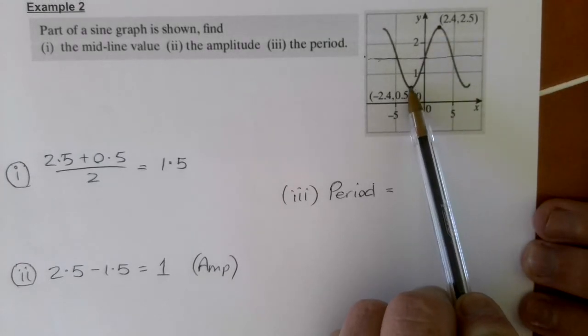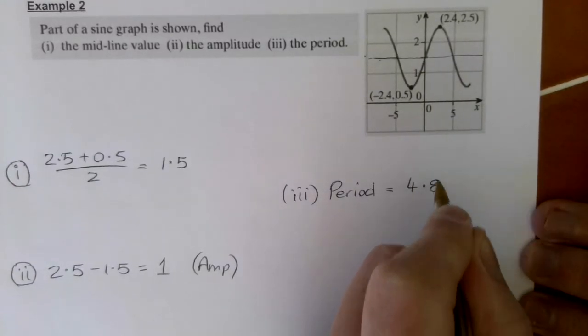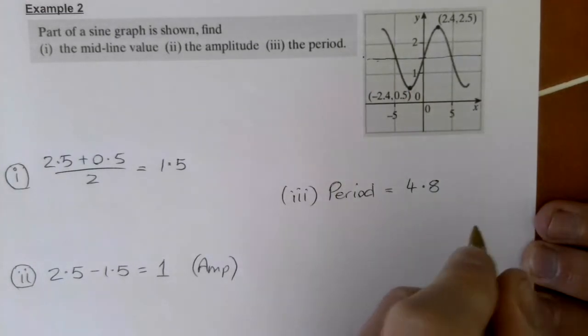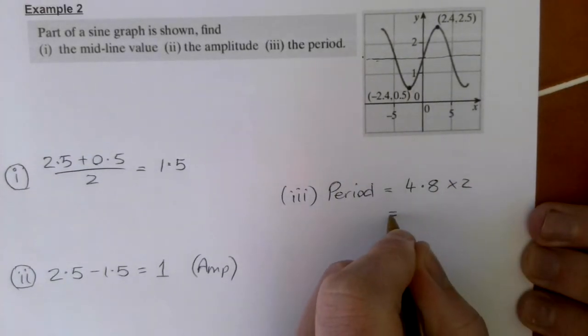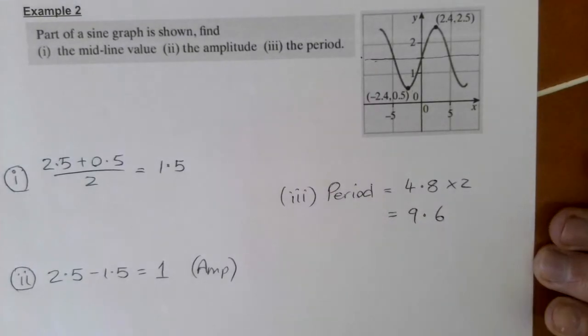So the difference between minus 2.4 and 2.4 is going to be 4.8. And then if we times that by 2, we'll be able to find the period. So we times that by 2, and our answer is 9.6. So that will be able to get us our period.